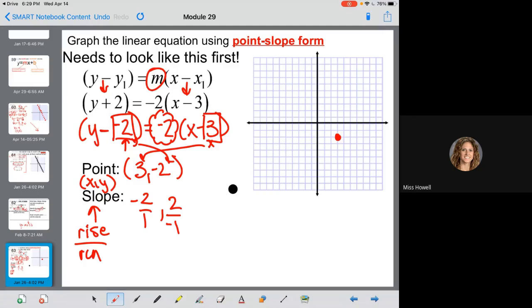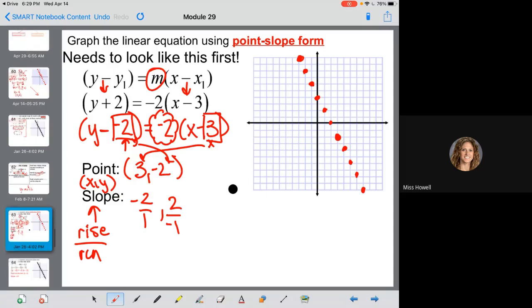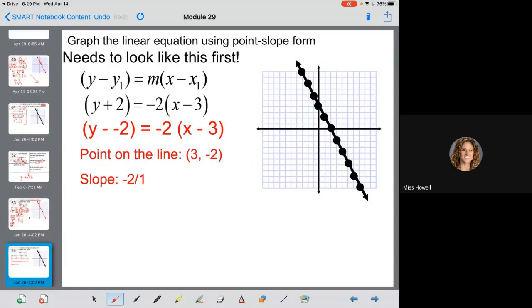So starting now from our random point we know of, 3 comma negative 2, we can drop 2, we're coming down the mountain. Drop 2 to the right 1. Drop 2 to the right 1. Or I can rise up 2 to the left 1, rise up 2 to the left 1, and keep going. And now we have enough points that we can connect and draw in our entire line of solutions. As long as we knew a point on our line and our slope, we can get the entire thing.